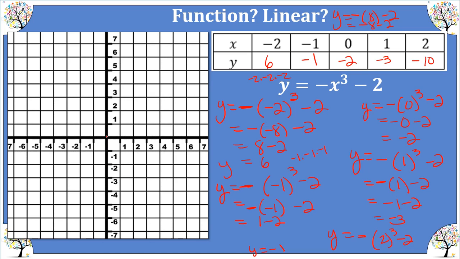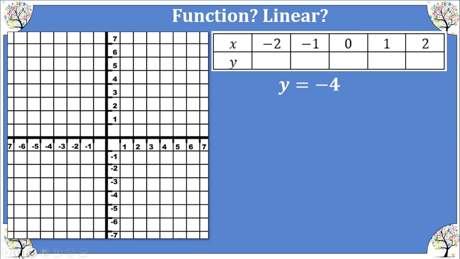So let's plot these. So we have negative 2, 6. We have negative 1, negative 1. We have 0, negative 2. We have 1, negative 3. You can see these are not lining up. And then we have 2, comma, and then a point way down here. So this is a cubic, and it kind of curves around like this. This is a function, and it is non-linear.